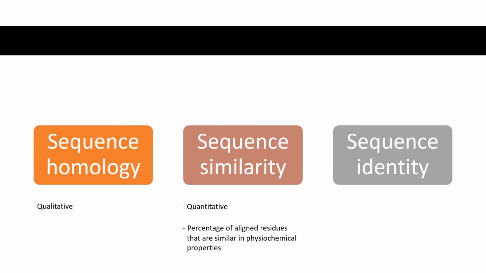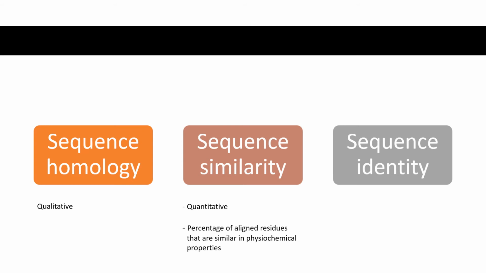And sequence identity means that the amino acids at a certain position are identical. So if we have a leucine in one sequence, at the same position we have a leucine in the other sequence. So here the sequence identity and sequence similarity have somewhat different meanings.